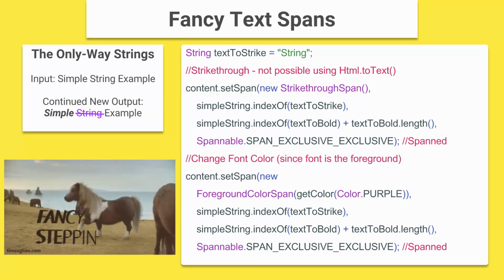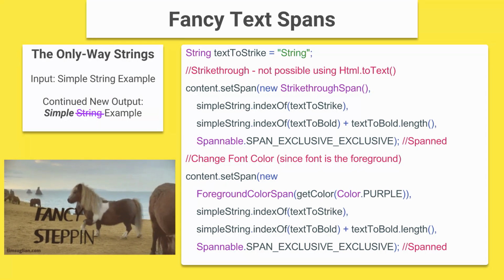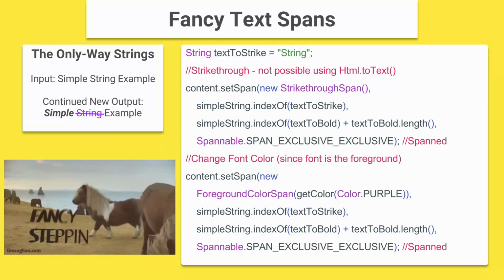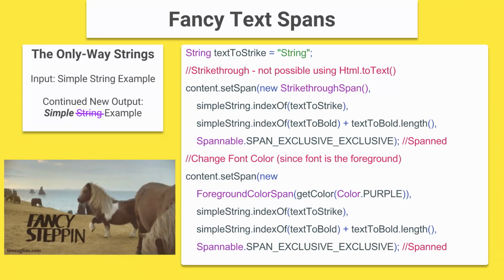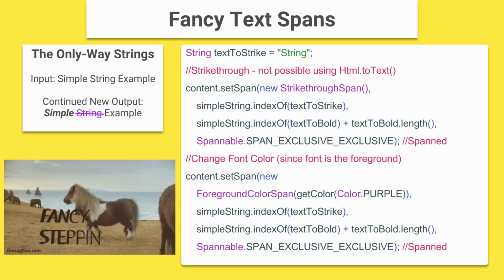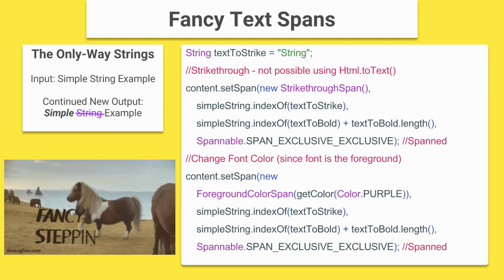So this is where we hit the situation where there's literally only one way to do this, and it is using spannable objects. So if we take our first input and we continue to this new output, we want to give this a strike through, right? Oh, but I also want to make it purple. So in the same example, what we do here is we just hand it this strike through span.